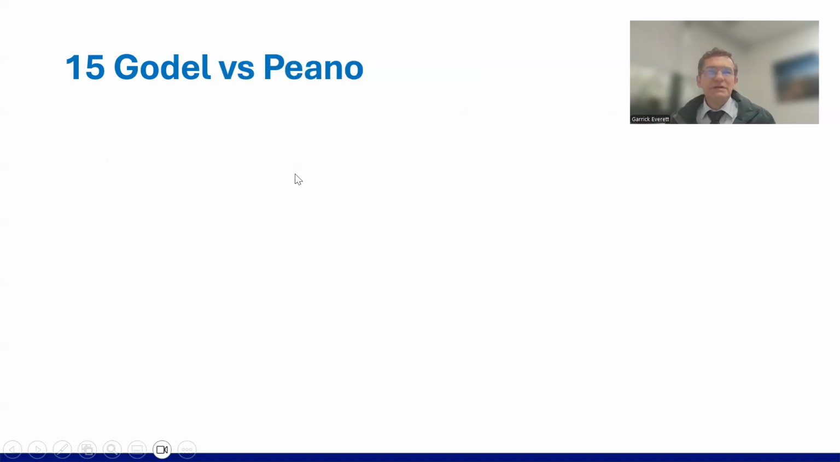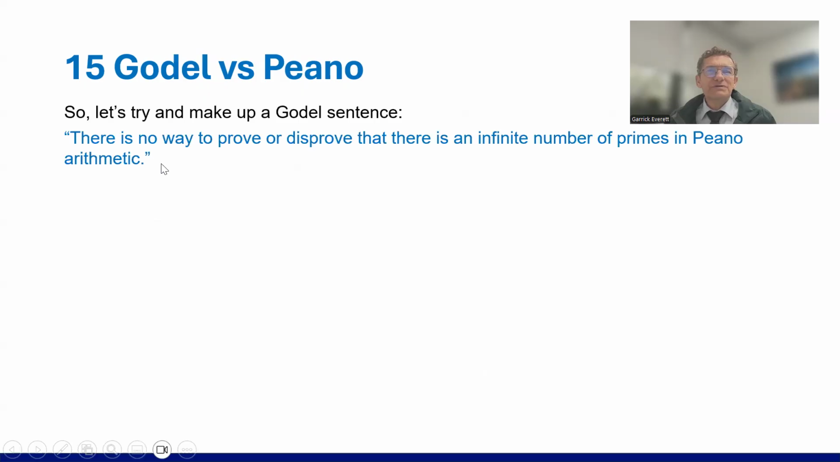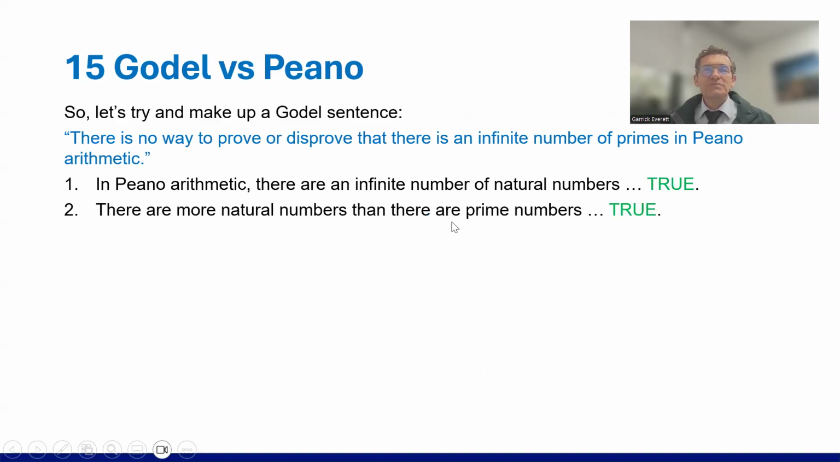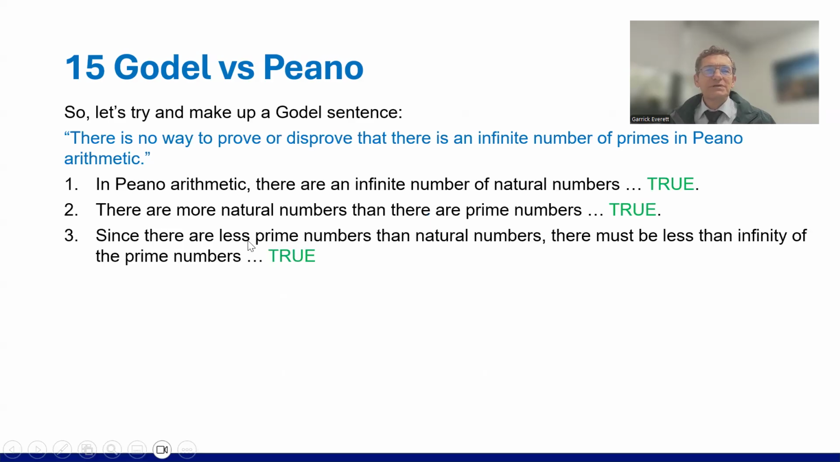And then I did in the lecture Gödel versus Peano. We try to make up a Gödel sentence. There's no way to prove or disprove there's an infinite number of primes in Peano arithmetic. And then we went through the logic. In Peano arithmetic, there's an infinite number of natural numbers. There are more natural numbers than prime numbers. Since there are fewer primes than naturals, there must be less than infinity of the prime numbers.